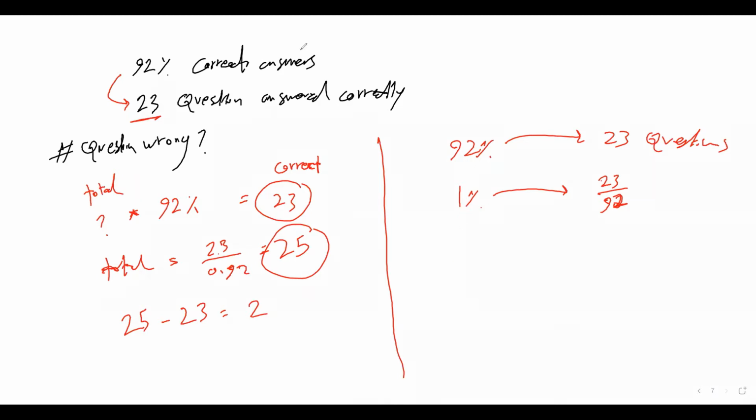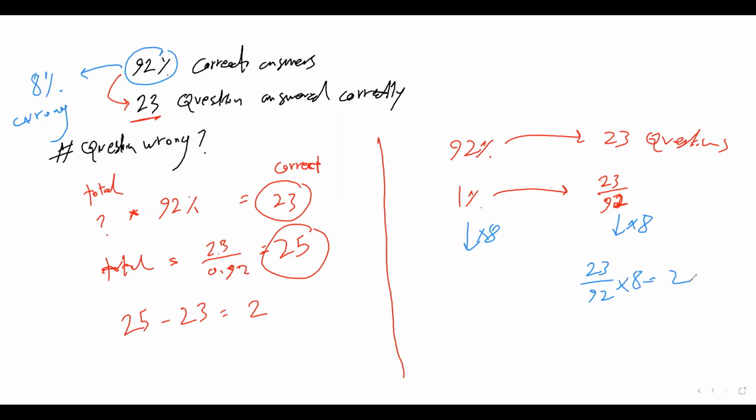Rather, what you can do is just multiply by 8%. Why? Because if 92% is correct, 8% must be wrong. So we know the percentage of wrong answers. So I just multiply everything by 8, right? And if you do that, the answer would be 23 divided by 92 times 8. It should give us 2. So let me double check. And yes, that's the answer.